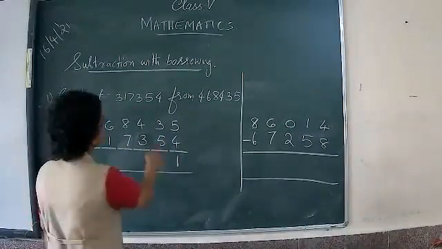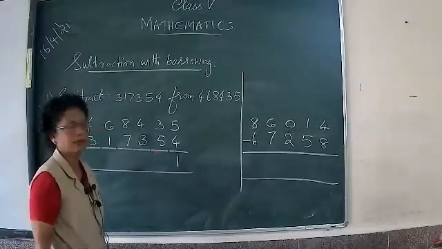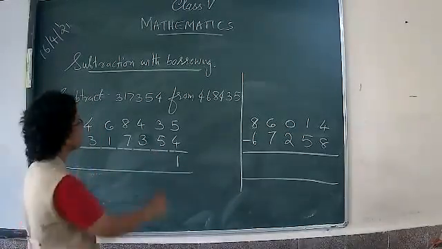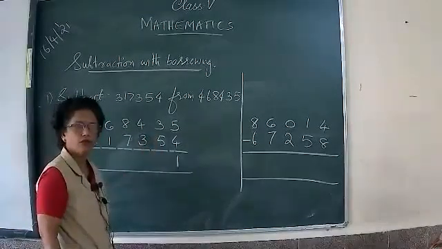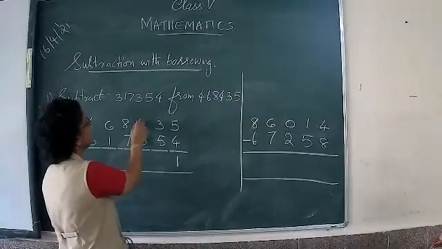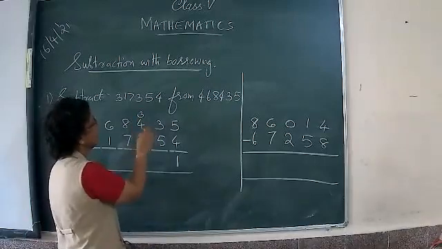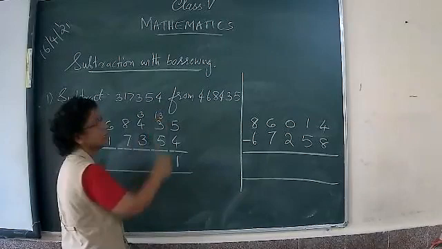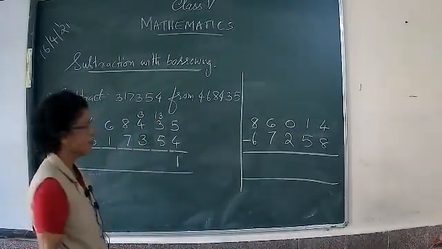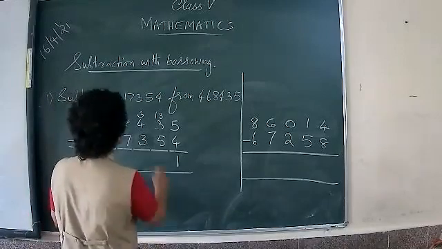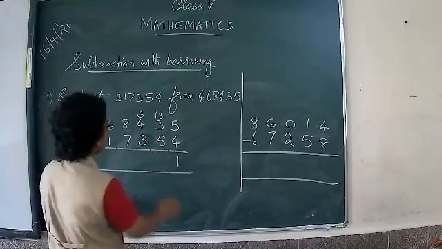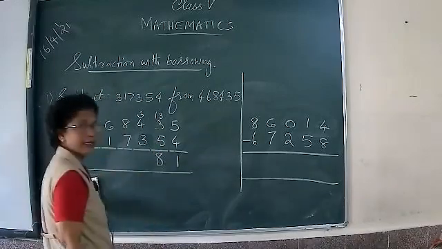Now 3 here and 5 here. So it is not possible. Why? Because 3 is smaller than 5. So we have to borrow 1 from here. When you borrow 1 from here, it becomes 3 and this will become 13 there. All of you know that, isn't it, children? So 13 there, and 13 minus 5 you have to do now. What is 13 minus 5? 8 here. That we will write here.